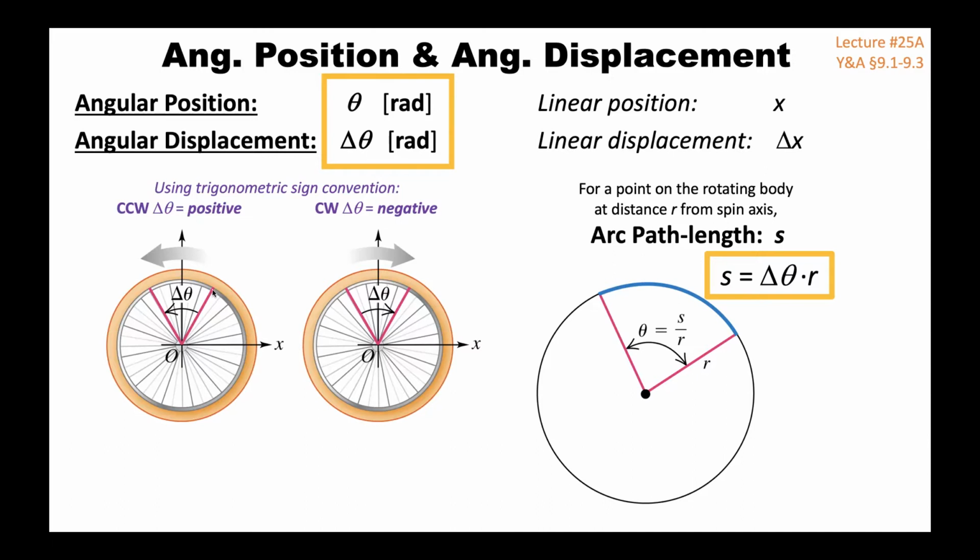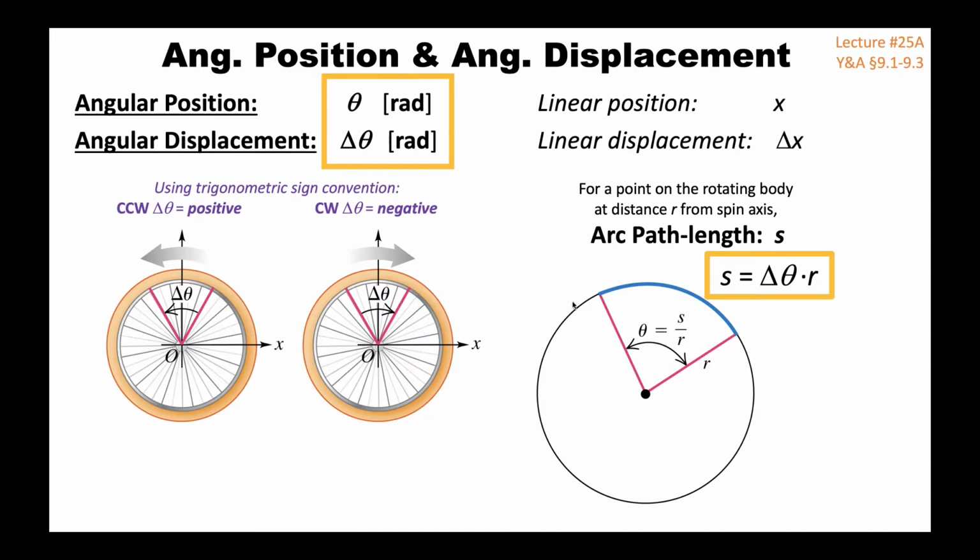However, when we go to plug our values for theta or delta theta into most of our equations, we're going to have to take those degrees or those revolutions or those cycles and convert them all into radians. That will allow our units to balance out the way they should. And I'll say a little bit more about that as we go.